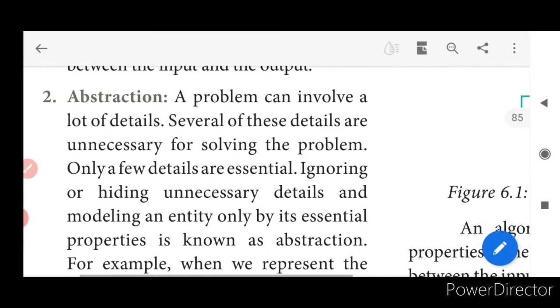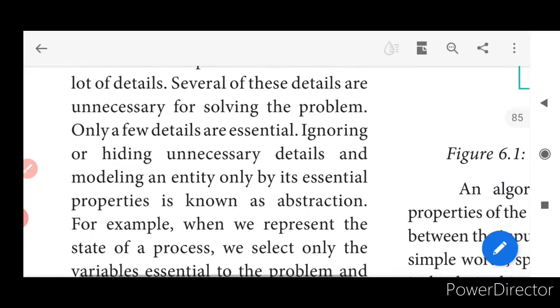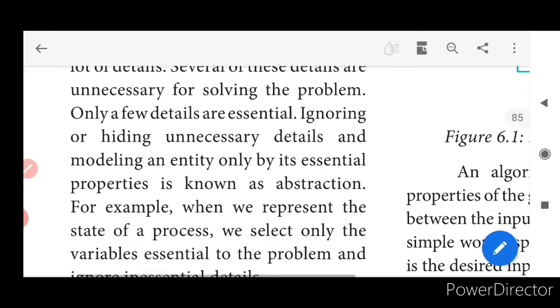Next comes abstraction. What is abstraction? A problem can involve a lot of details. Say for example, a patient is suffering from a heart attack. So which part should be analyzed now? Should his legs be examined or his brain be checked? The heart, right? So what specialist do we need? The heart surgeon. The heart surgeon will be focusing only on the heart and not on any other part. The same way, abstraction is where you leave out the unnecessary details and focus only on the details that you want. That is what is termed abstraction.